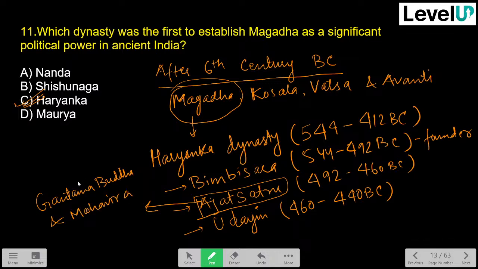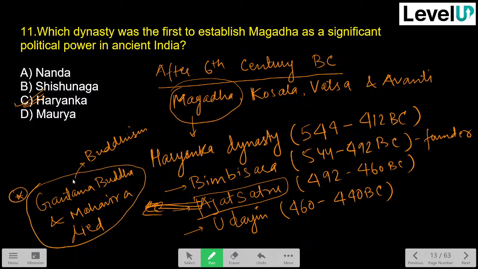So who was Gautam Buddha? The founder of Buddhism. Who was Mahavira? Mahavira was the 24th Tirthankar of Jainism. Both Gautam Buddha and Mahavir died during the reign of whom? Ajat Satru. Please remember this. This is very important. You must know about this, so the question might be asked from this section.